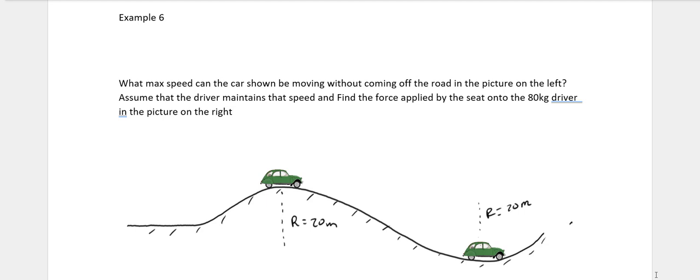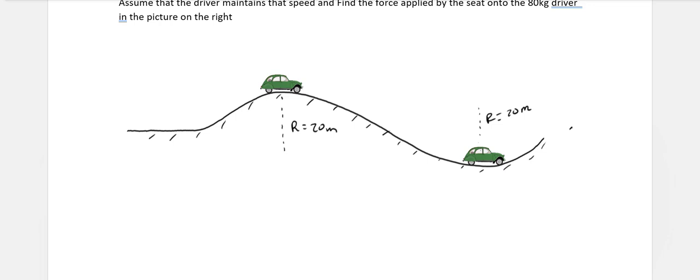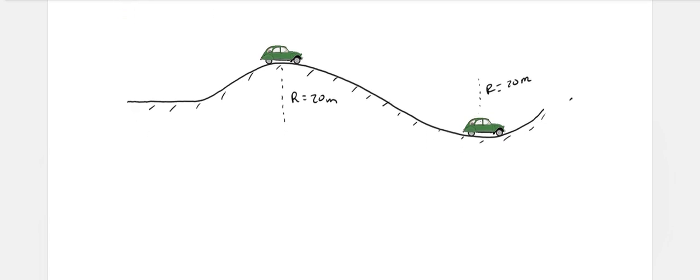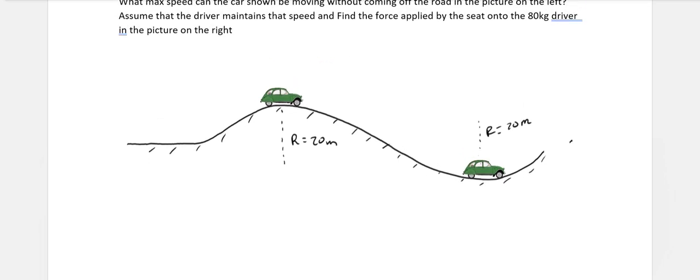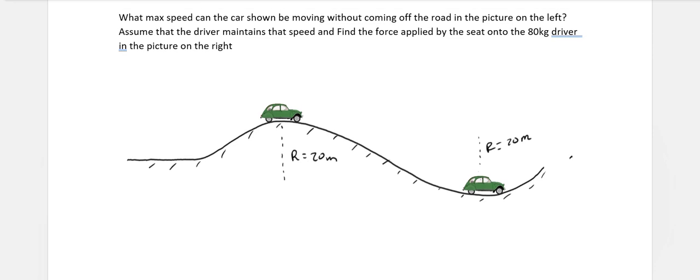I'm making this video to provide another example of circular motion problems. So we're looking at this car traveling over this hill type of area, and what we're going to do here is try to calculate the maximum speed that this car can have at that position and not come off the ground.